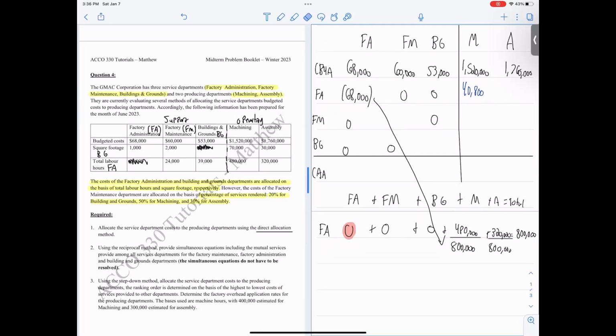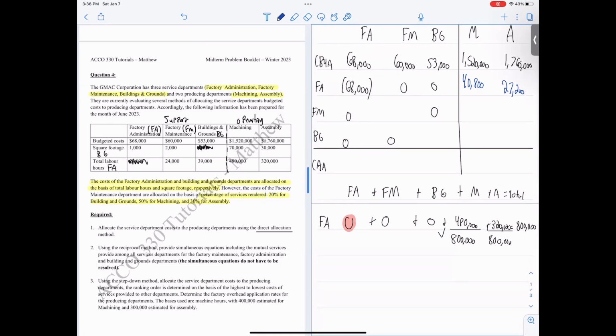Okay. Then, guys, we have $68,000 in costs. Assembly uses 320 of the 800. So 68,000 times 320 over 800. That gives me 27,200. Okay, there we go. Those are allocations for machining and for assembly. Okay, now let's do factory maintenance. Factory maintenance has $60,000 in costs. So it takes $60,000 away. And always remember, guys, your cost after allocation for each of the support departments has to be 0, because you have to completely allocate those costs to the operating departments because they use the services.